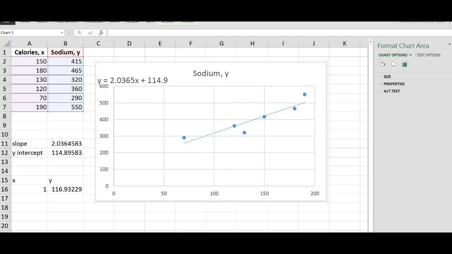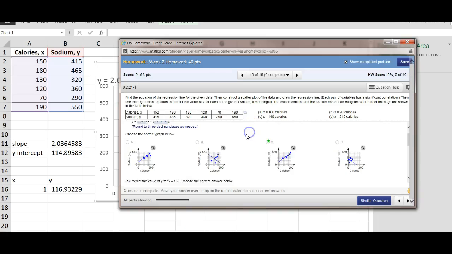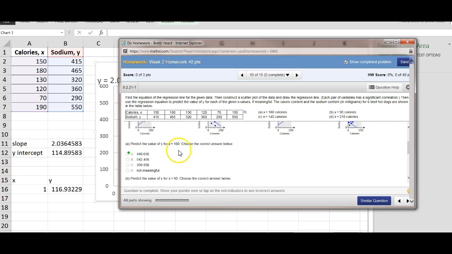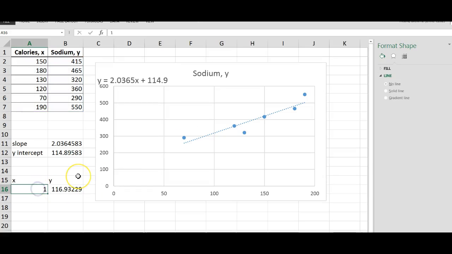Let's look at one more thing. Predict a value for x equals 160. Check your range here. It looks like it goes from 70 up to 190. 70 is the lowest, 190 the highest, so 160 would work. So let's put in 160. And I get 440.729. Note you could say 160 times 2.0365 plus 114.9 and get the answer.